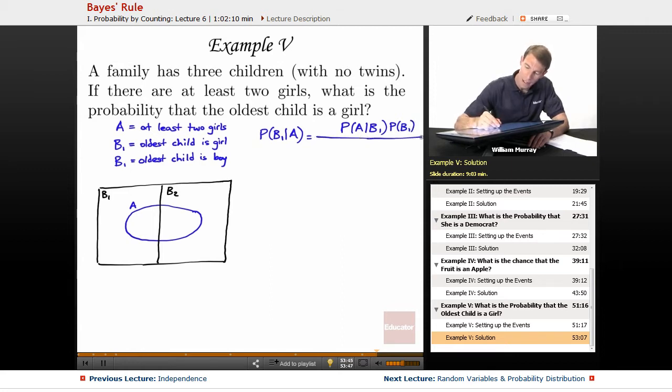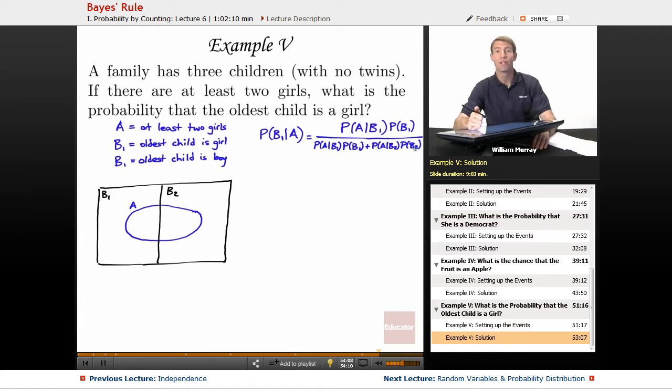And then the denominator is that same expression. So let me copy that again. P of A given B1 times P of B1, plus the same thing with B2: P of A given B2 times the probability of B2. So now we have to figure out all those probabilities and drop them into the formula and calculate it out.